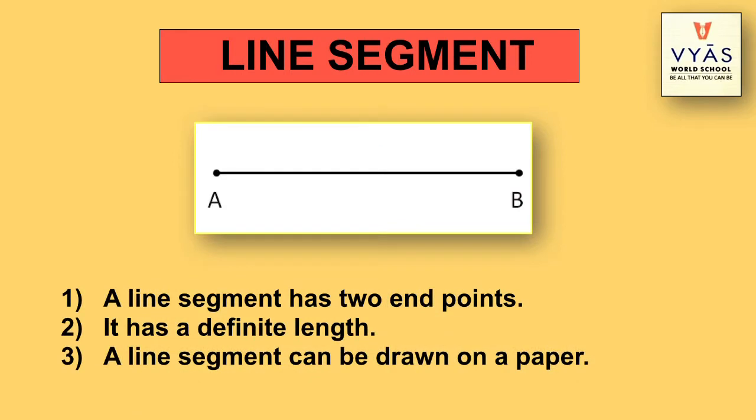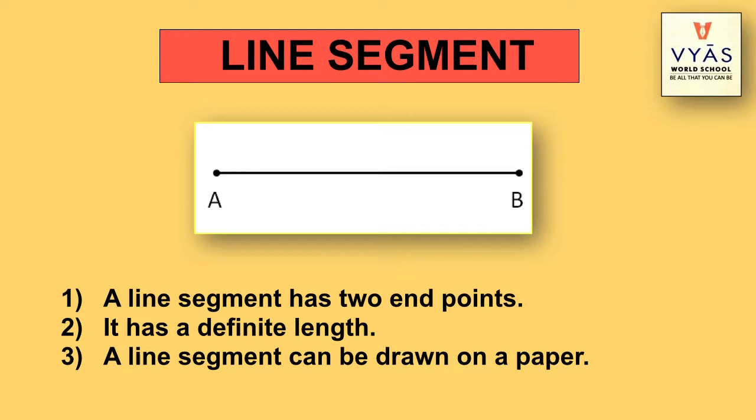Now next is a line segment. Children, please have a look at the image that is given on your screen. Again, there is a line, and there are 2 end points to it. One is labeled as A and the other is labeled as B. So when we draw a line between 2 points, that type of line is called a line segment.